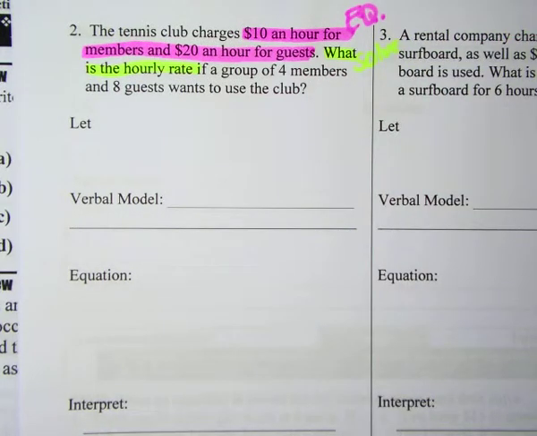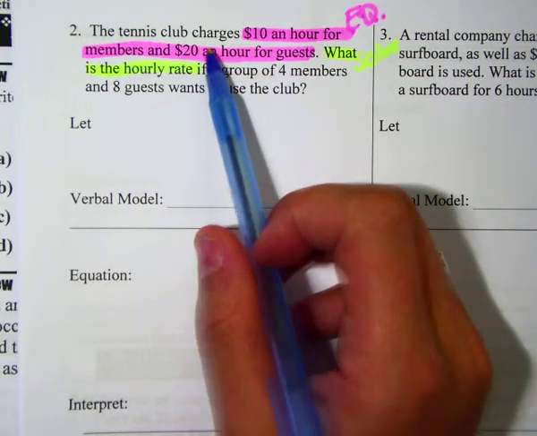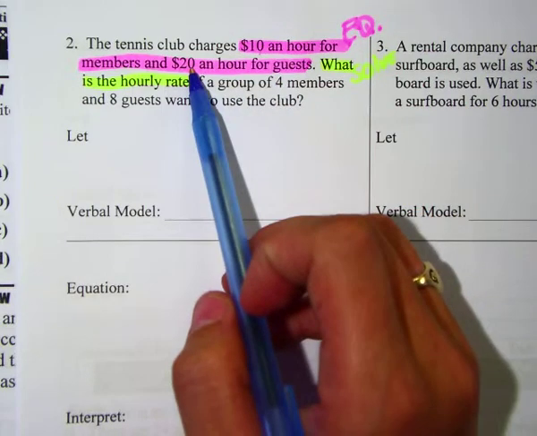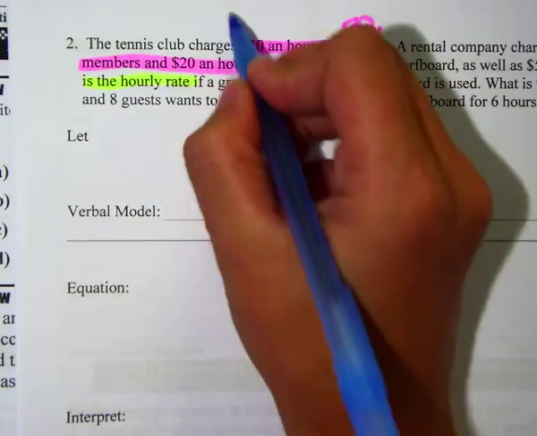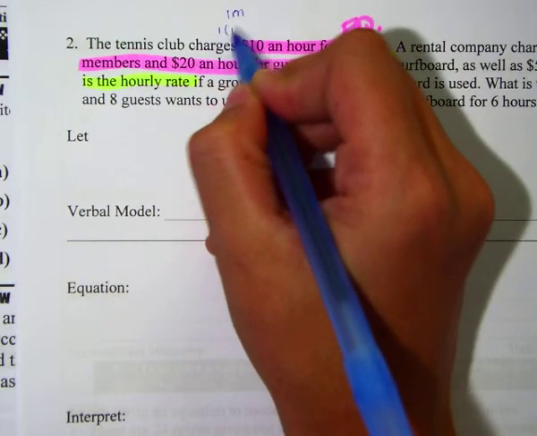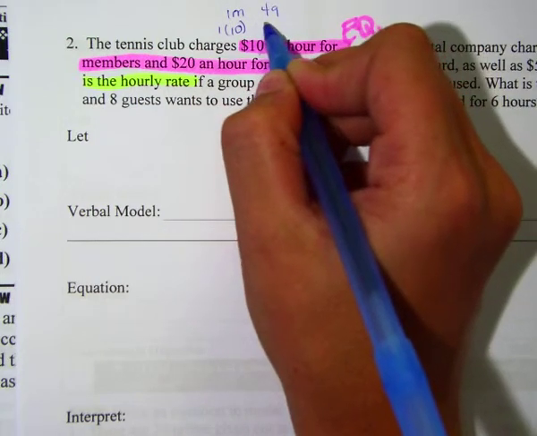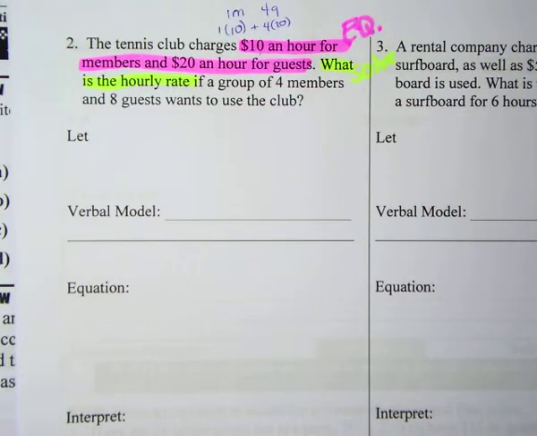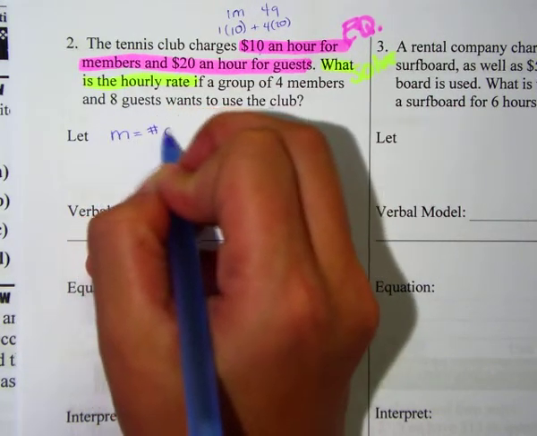If 4 members and 8 guests go. Okay, that's giving me some information. So I'm going to refer back to the thinking. What's actually happening here? I'm paying $10 for each member and $20 for each guest. So $10 for a member, $20 for a guest. If there's one member, that'd be 1 times 10. If there were 4 guests, this would be 4 times 20, and I'd add those together. That's what's happening. So what are my variables? My variables are members, so the number of members.